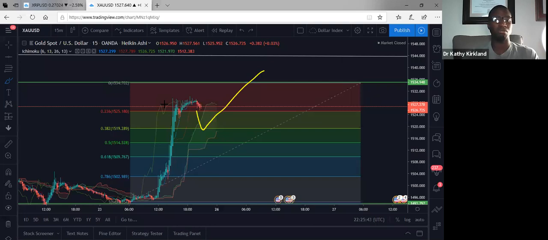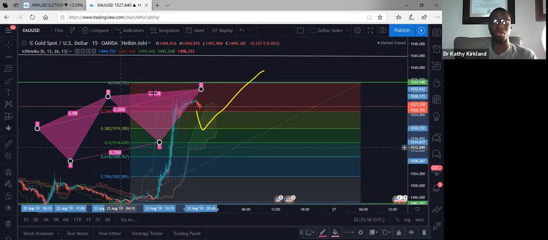These are actually Fibonacci retracement zones, right? But they're not your 38.2 or your 61.8 or your 78.6, but they can be. It depends on how the triangles are marked.